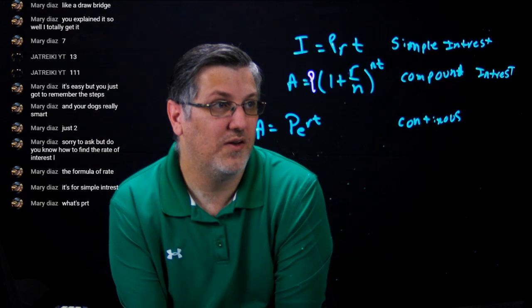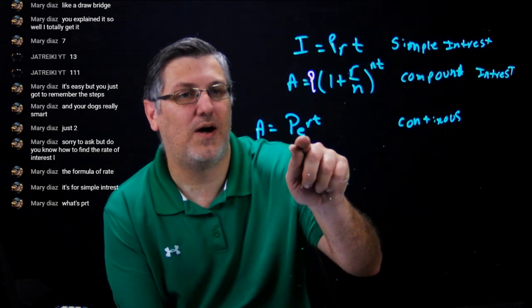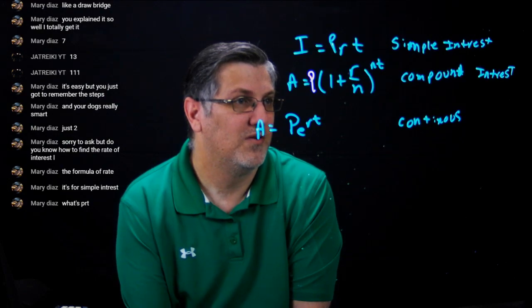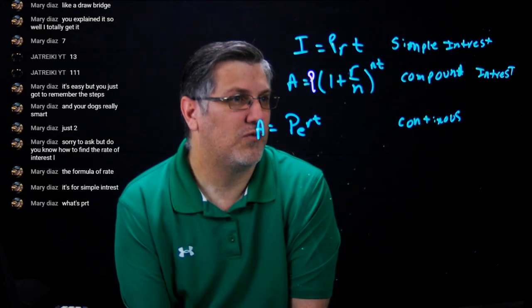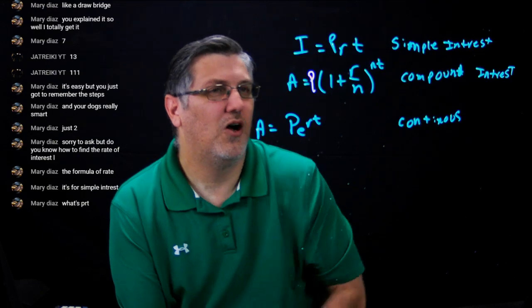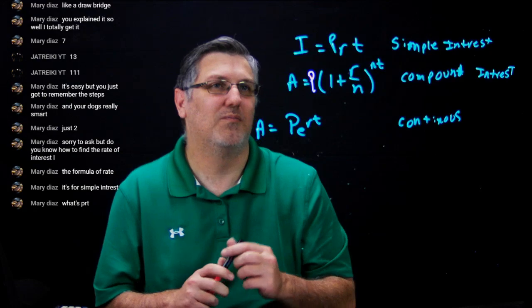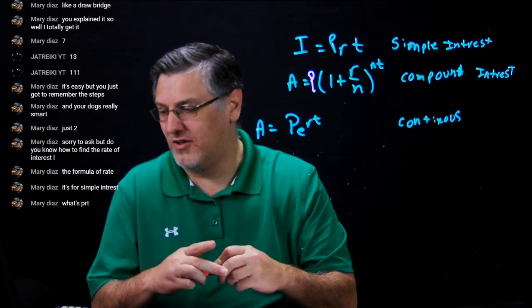Yep. And then P and E is a number like pi. It's an irrational number. What's PRT? Oh, what does the P, R, and T stand for? Yep. So let me erase the other ones.